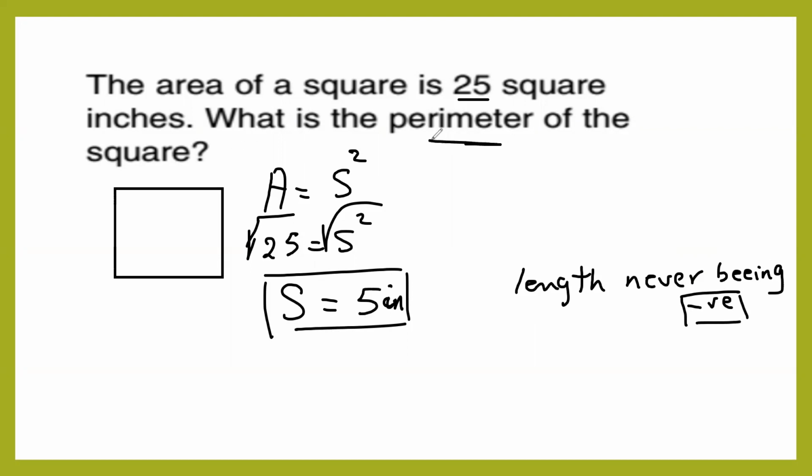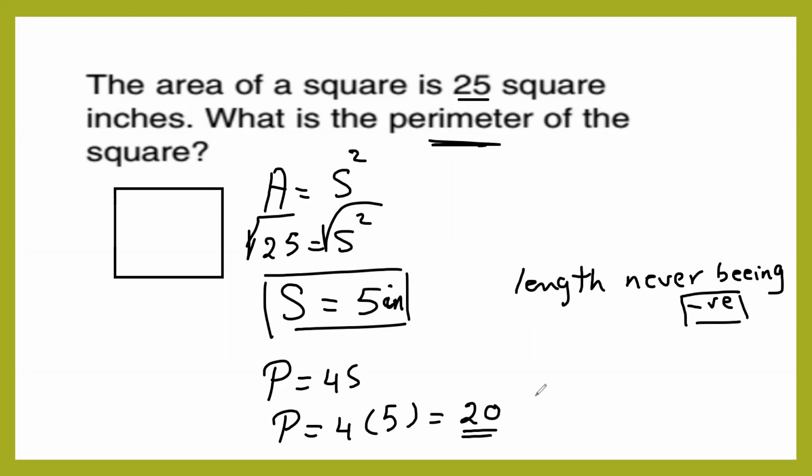Next, what is the perimeter of the square? The perimeter of any square is 4 times s. So the 4, and what is the s here? It's 5. So the final answer is 20, which is 20 inches. Why is it not squared? Because I'm working with the perimeter, and the perimeter is a length unit. Okay, and that's the answer.